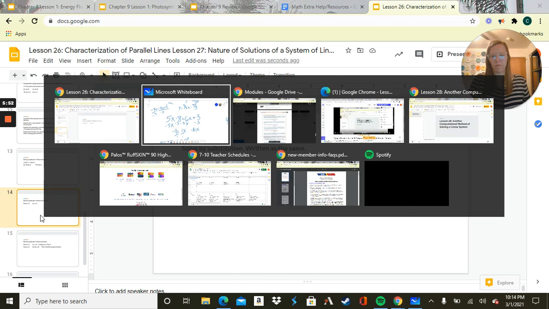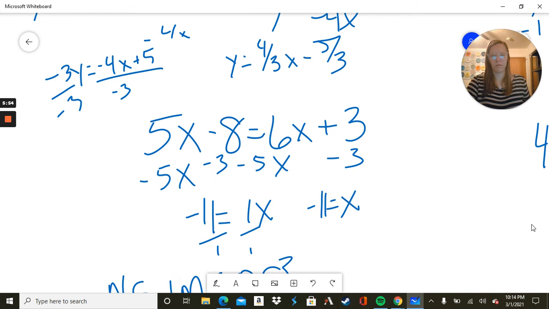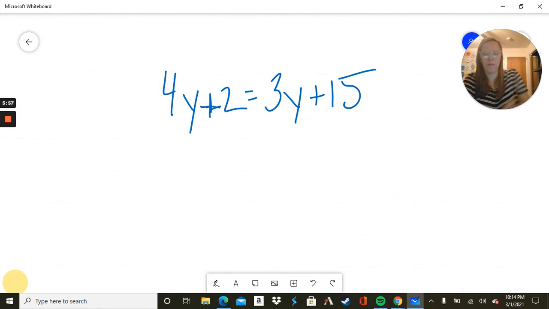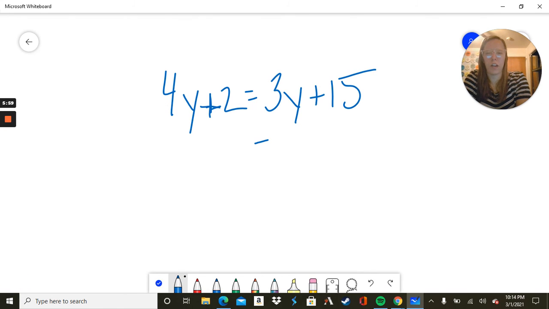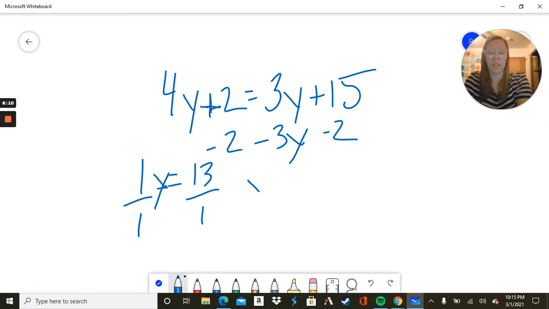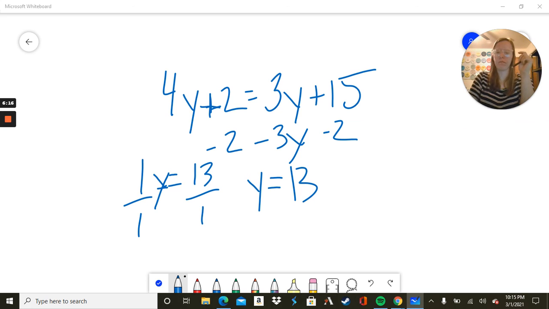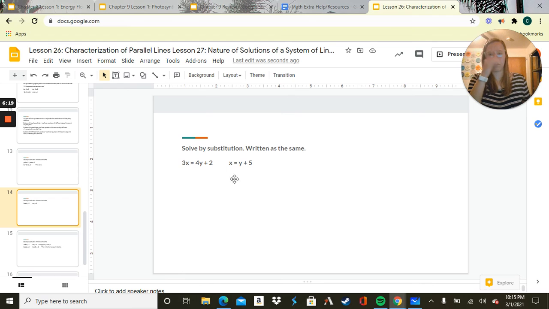So let's do one more. Okay. We're going to subtract 3y, subtract 2. So we have 1y equals 13. Again, we divide by 1 just for curiosity's sake. y equals 13. Okay. So then you could plug it back in again to solve the equation.